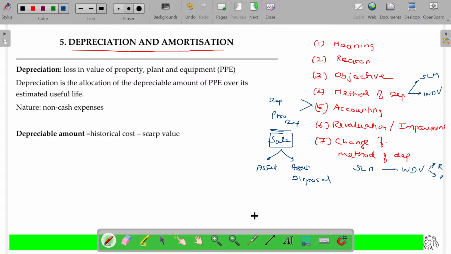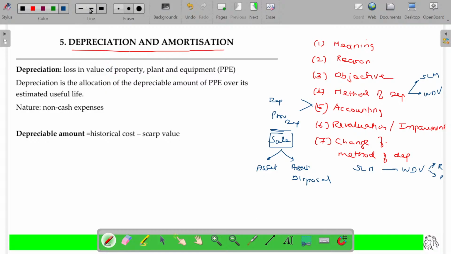That's called revaluation. So how we can handle that revaluation scenario will be studied in the 6th step. And last step, I could have followed one of the methods since very long ago, so we thought to change that method from one to the other, SLM to WDV method or the other way. So that will come under the 7th step. Almost 7 blocks we are going to study here.